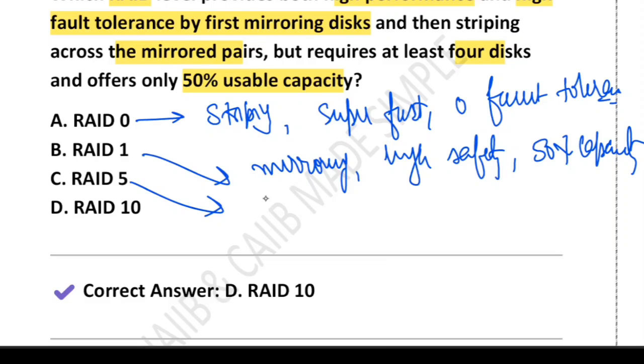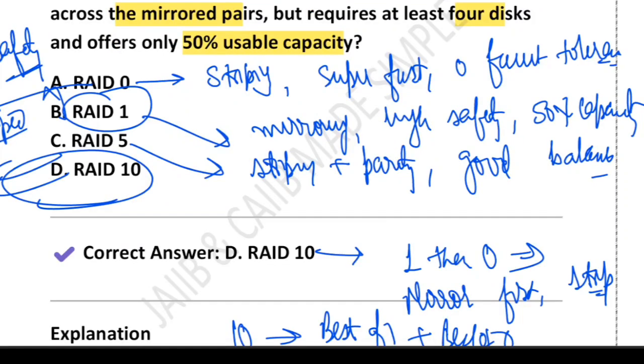RAID 1 is regarding safety. RAID 0 is regarding speed, super fast. And RAID 10 is both combined, speed and safety. What we learned from this discussion is that RAID 10 combines both elements, mirroring and striping. It requires a minimum of 4 disks, provides high performance and high fault tolerance, and only 50% of the total capacity is usable.